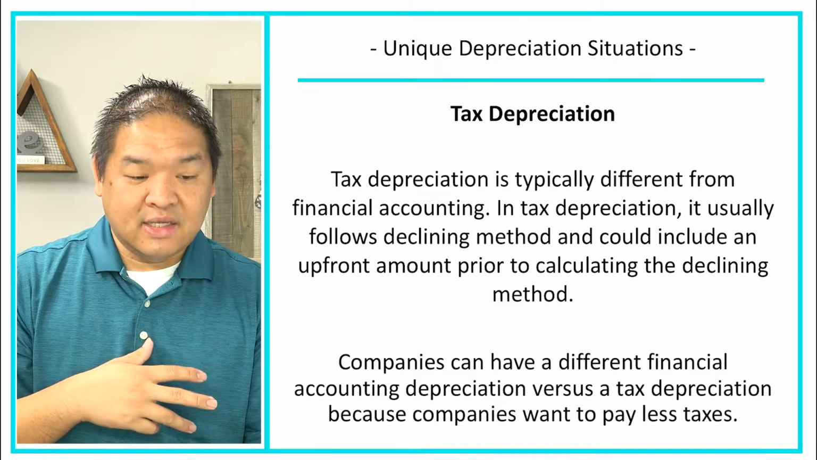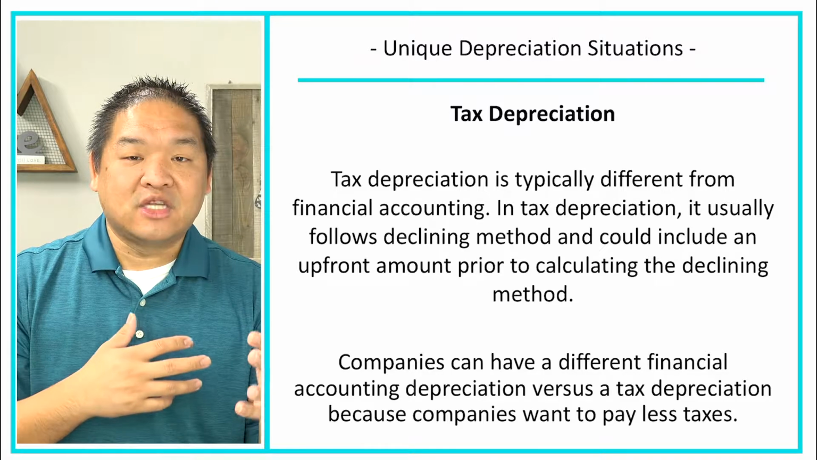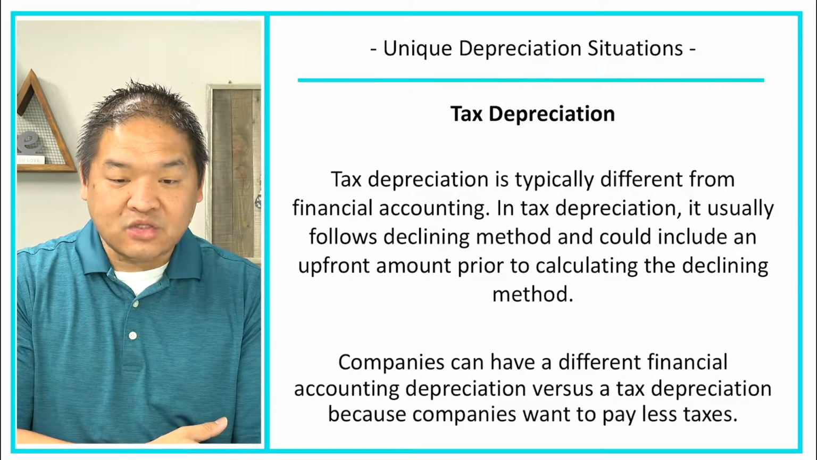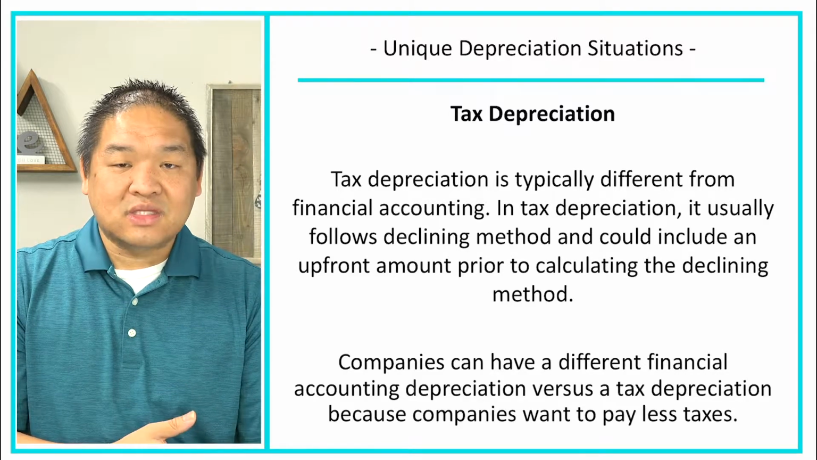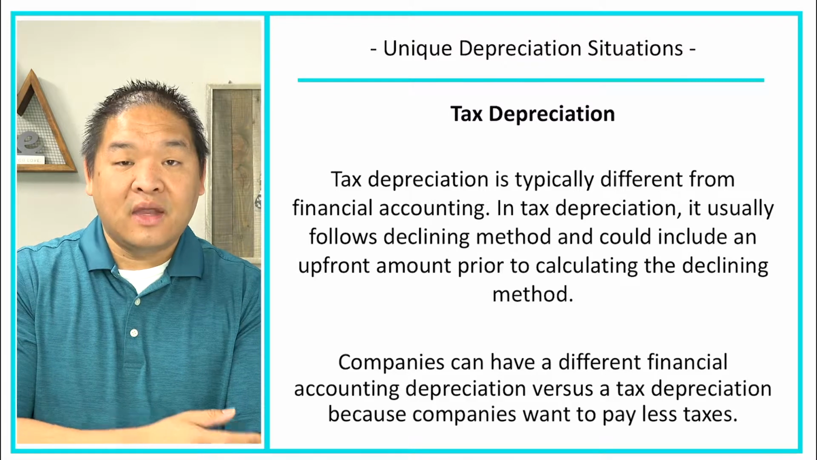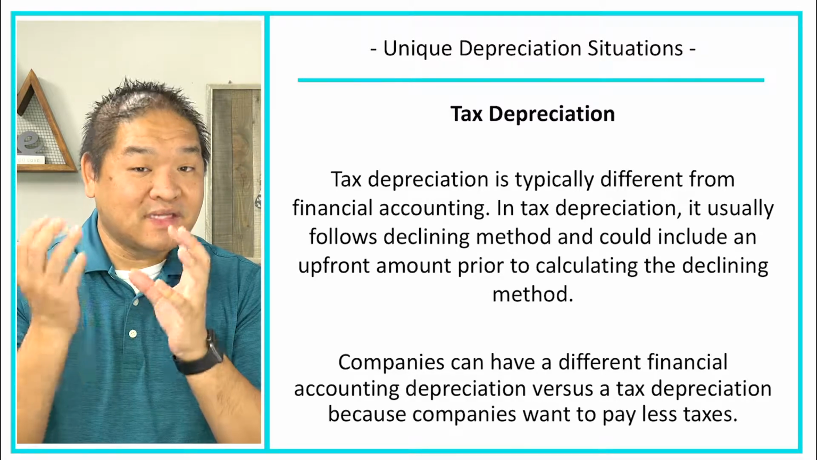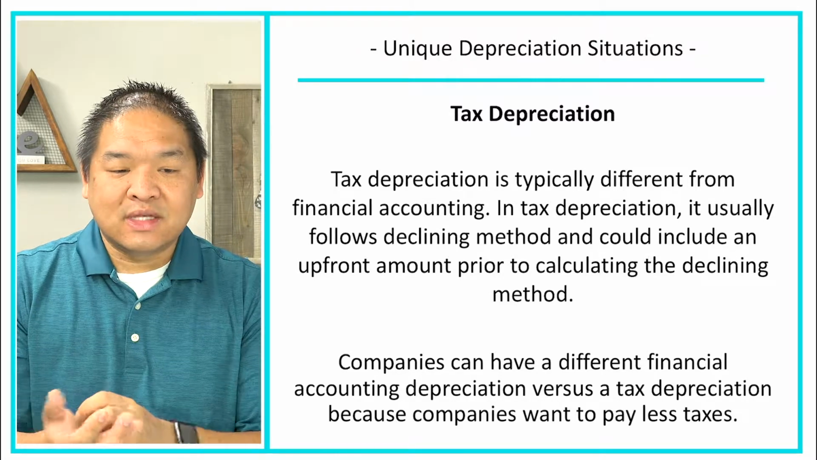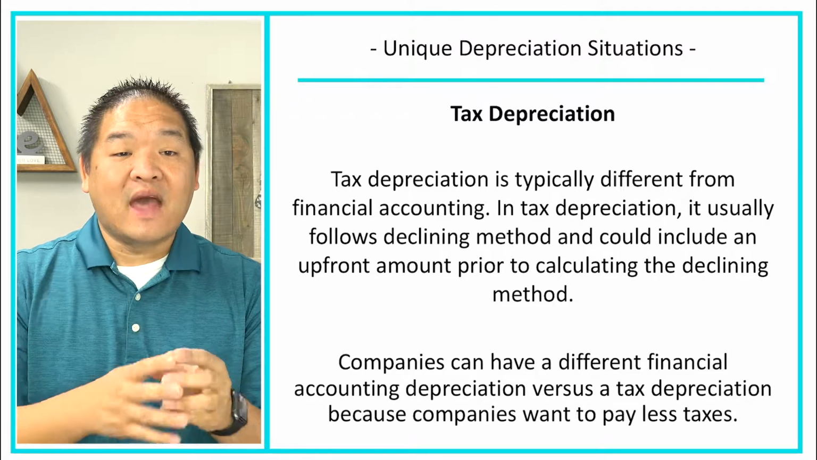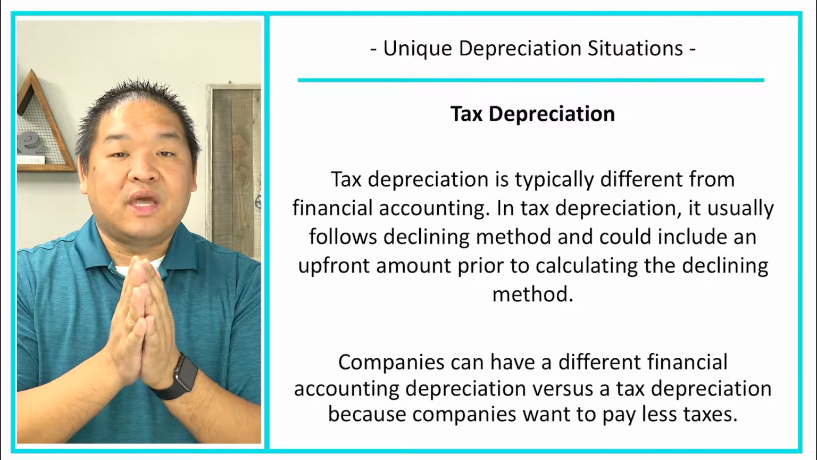Now, GAAP says we need to use a systematic allocation approach, and we can't follow tax. So when we look at our GAAP financial statements, they are not the same usually to our tax. So for GAAP, we'll use straight line. For tax, we'll use whatever the tax code says. Tax code says you can depreciate 50% of the asset's value in the first year, and then the rest of it use what they call MACRS.